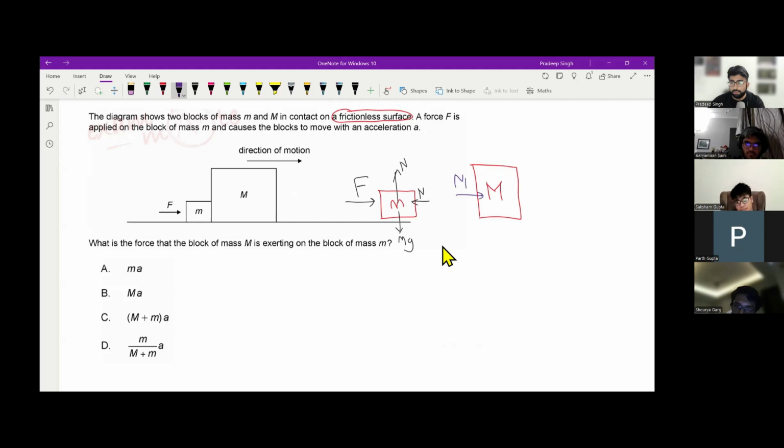Of course, Newton's third law. N1 acting on different objects, equal and opposite. And I've got an A. M into A. Let's see.